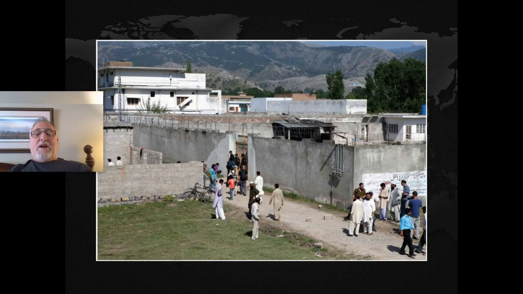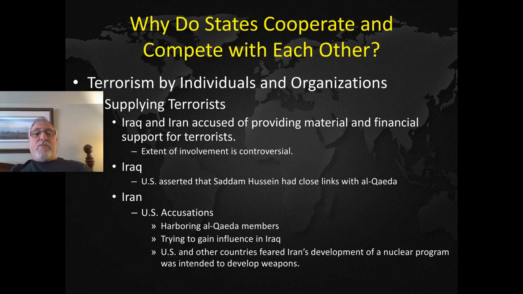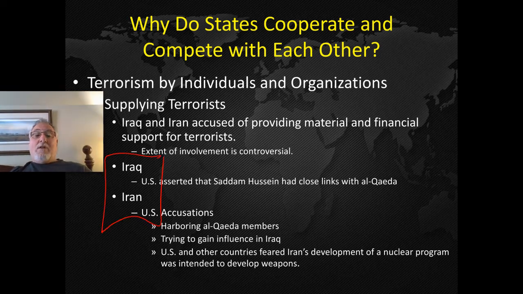And this is the Al Qaeda training compound in Afghanistan, or Pakistan, excuse me. Now, one more. Iraq and Iran have been accused of providing materials to support others. Saddam Hussein was said to have links to Al Qaeda in Iraq. The United States accused Iran of harboring Al Qaeda members, of trying to gain influence in Iraq. It's worth knowing that Iran and Iraq went to war for a long time.